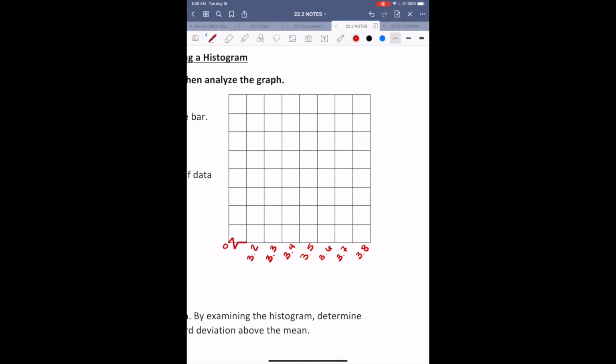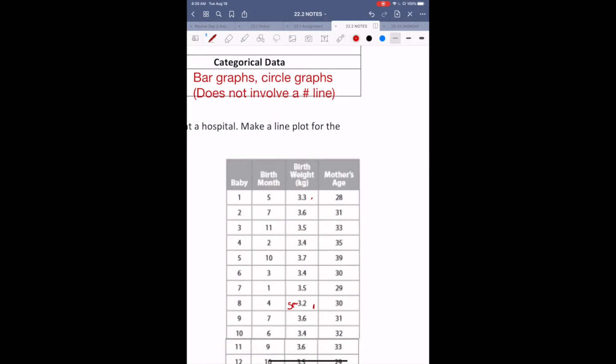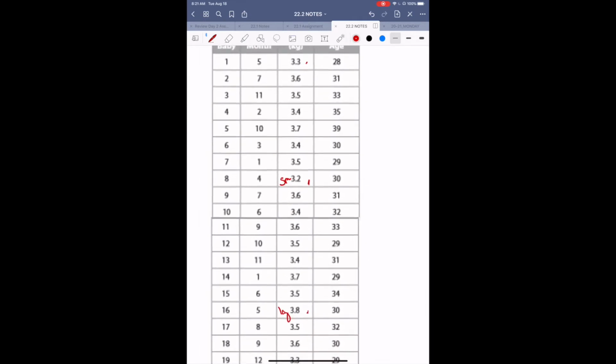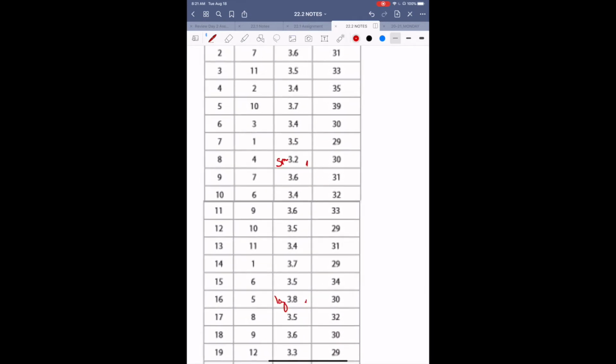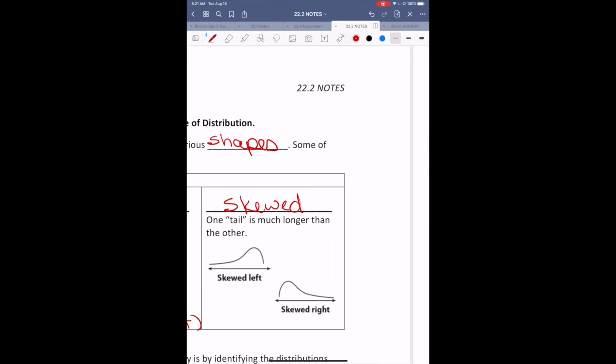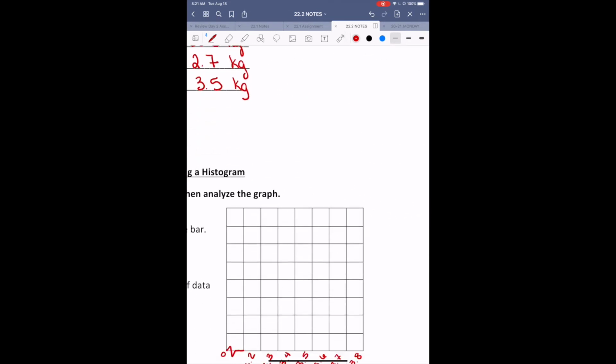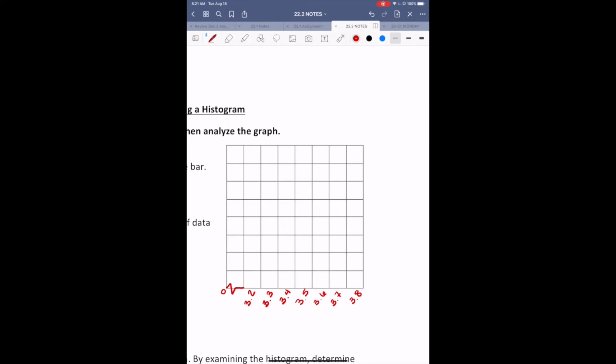Now using our data, we have to go back and count how many data values would fit into our histogram. So again, we're going to be flipping back and forth here. If I go back to my data, birth weight, how many values of 3.2 do I have? I have 1, and that appears to be the only 3.2. So I'm going to go back to my histogram, and I know that there's only one value of 3.2.